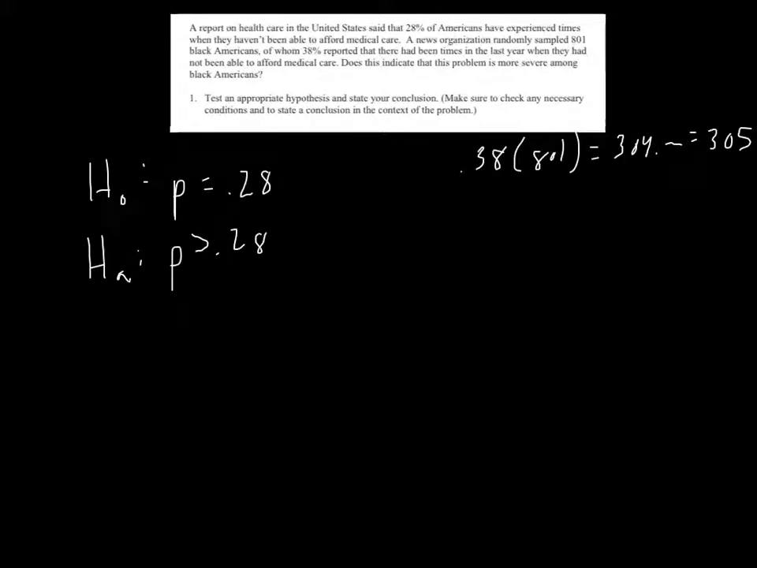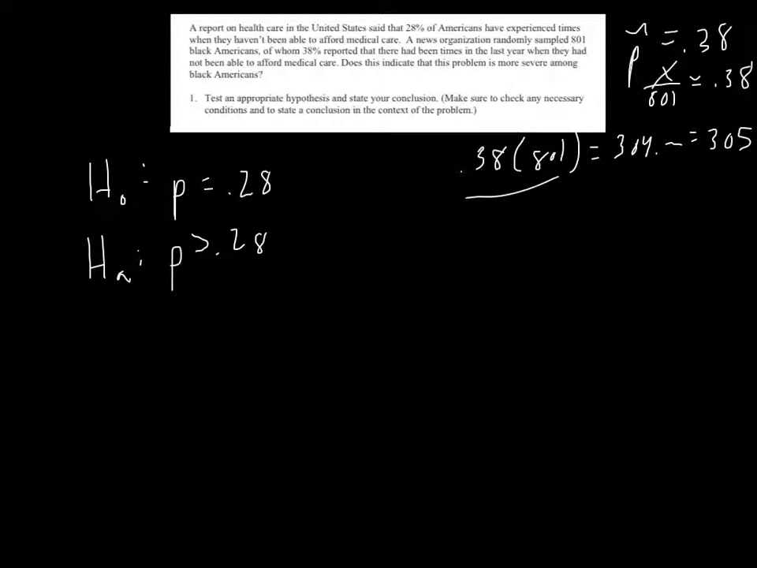Take a minute again and read this one on your own. Set up your own null and alternative hypothesis, run the test, come to a conclusion, and match it up with mine. It may be worthy to note that this is slightly different in that the p-hat is already given as 38%. So that's x divided by 801 equals 0.38.